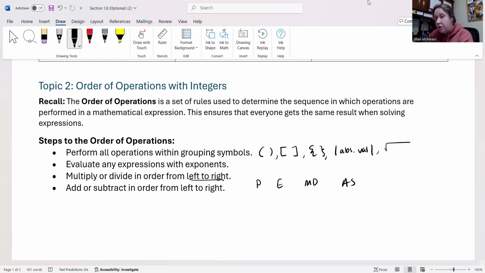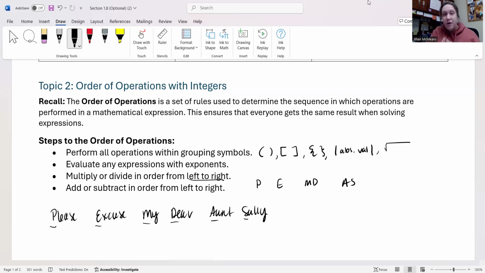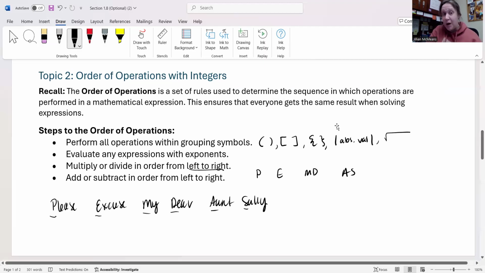If you're not familiar with PEMDAS, you might remember please excuse my dear Aunt Sally. So it's just another way to remember the order of operations. So parentheses, exponents, multiplication, division, again, left to right, same step. Addition and subtraction, same step, left to right. Okay, so that's the order of operations. Now we need to practice.